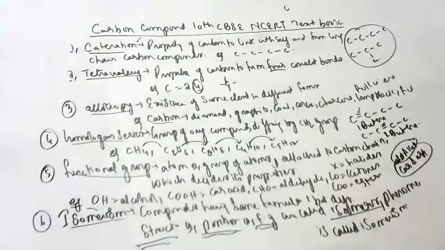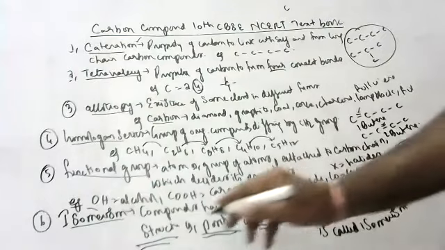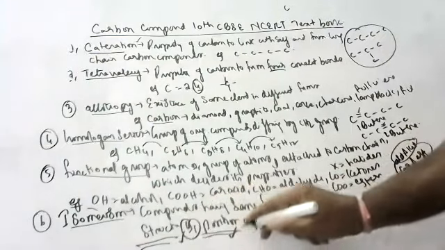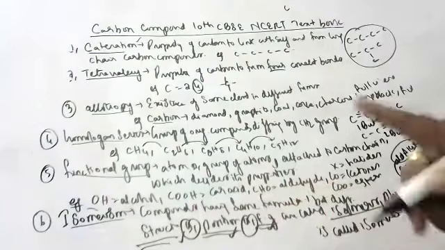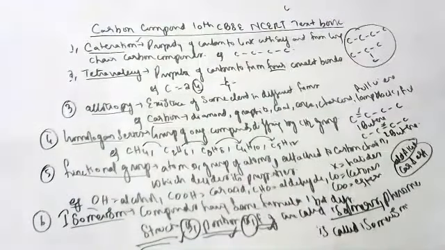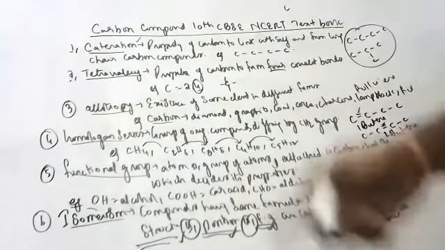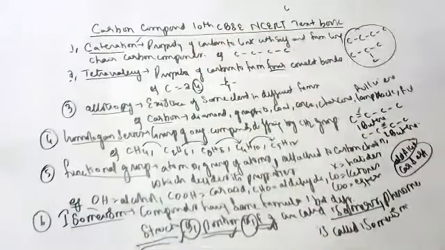So children, compounds having the same formula but different structure or position or functional group are called isomers. The phenomenon is called isomerism. Hope you are able to understand, children.